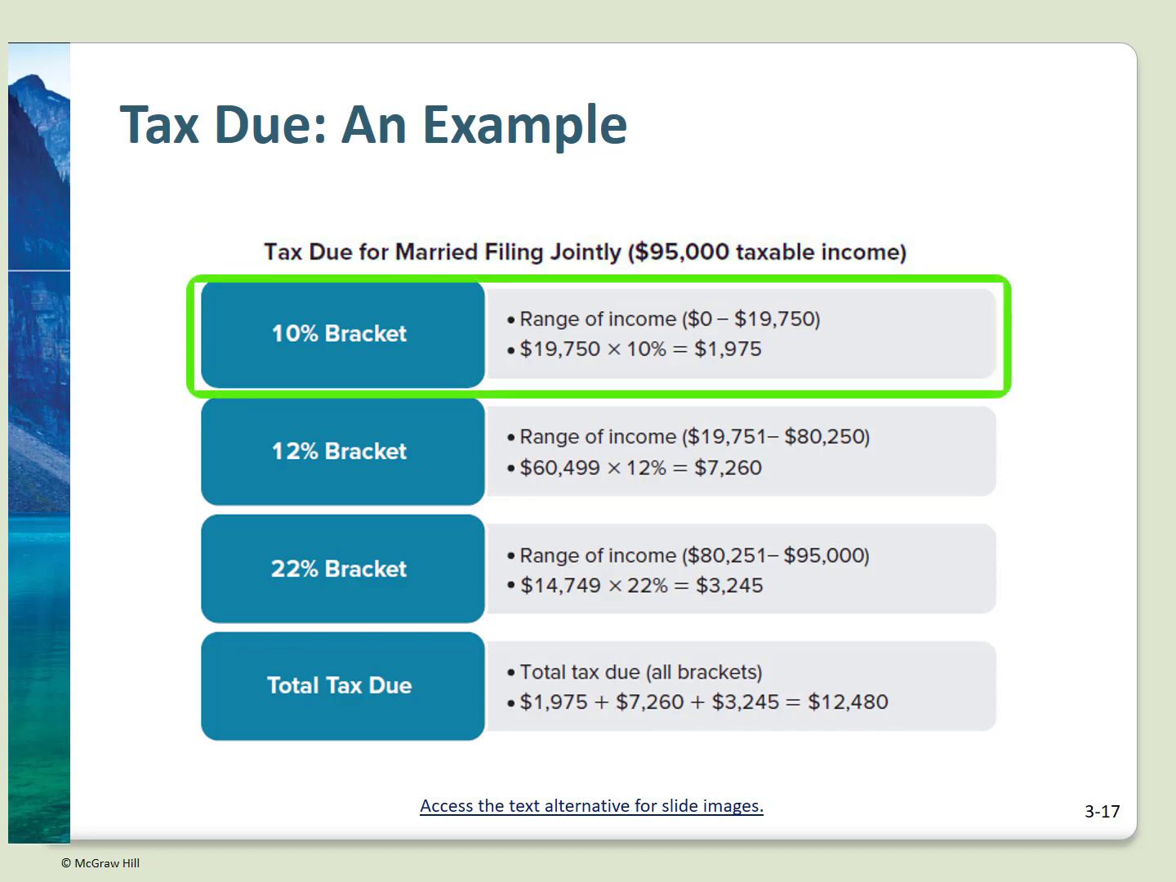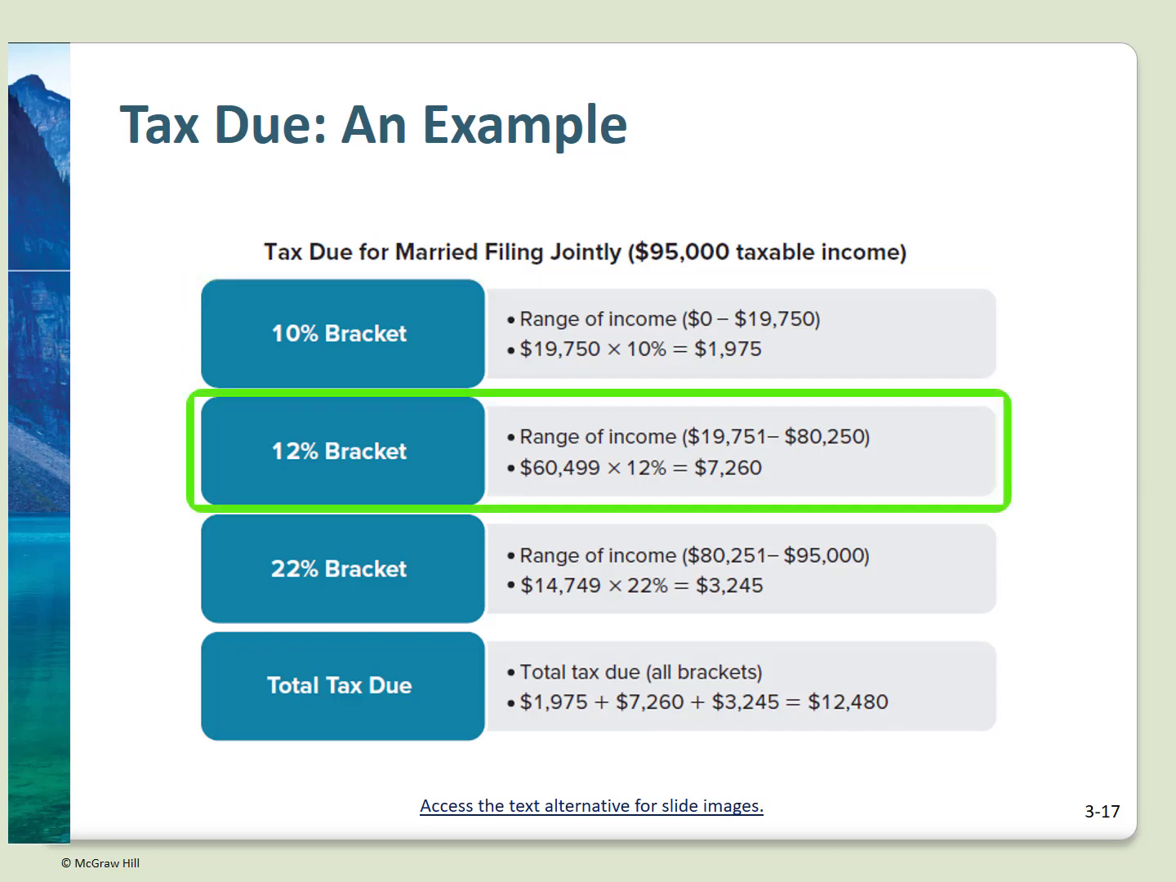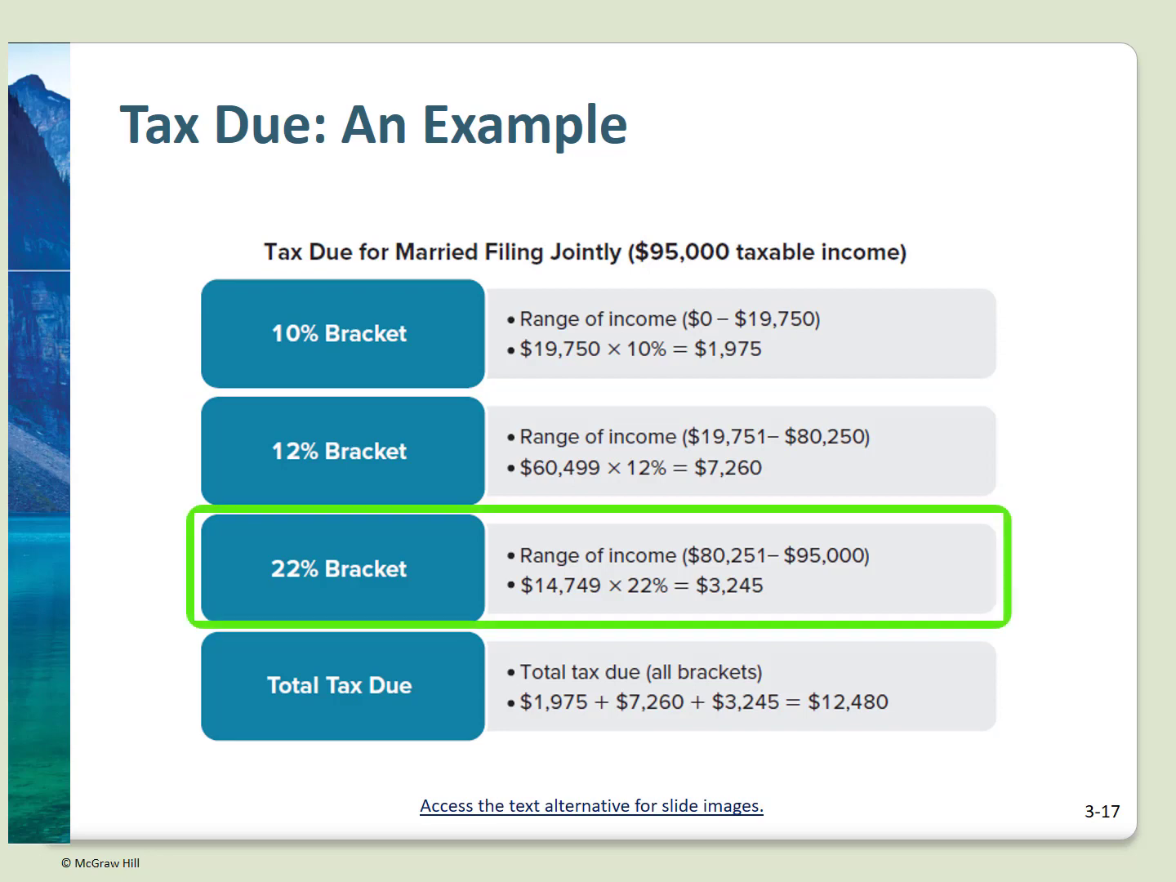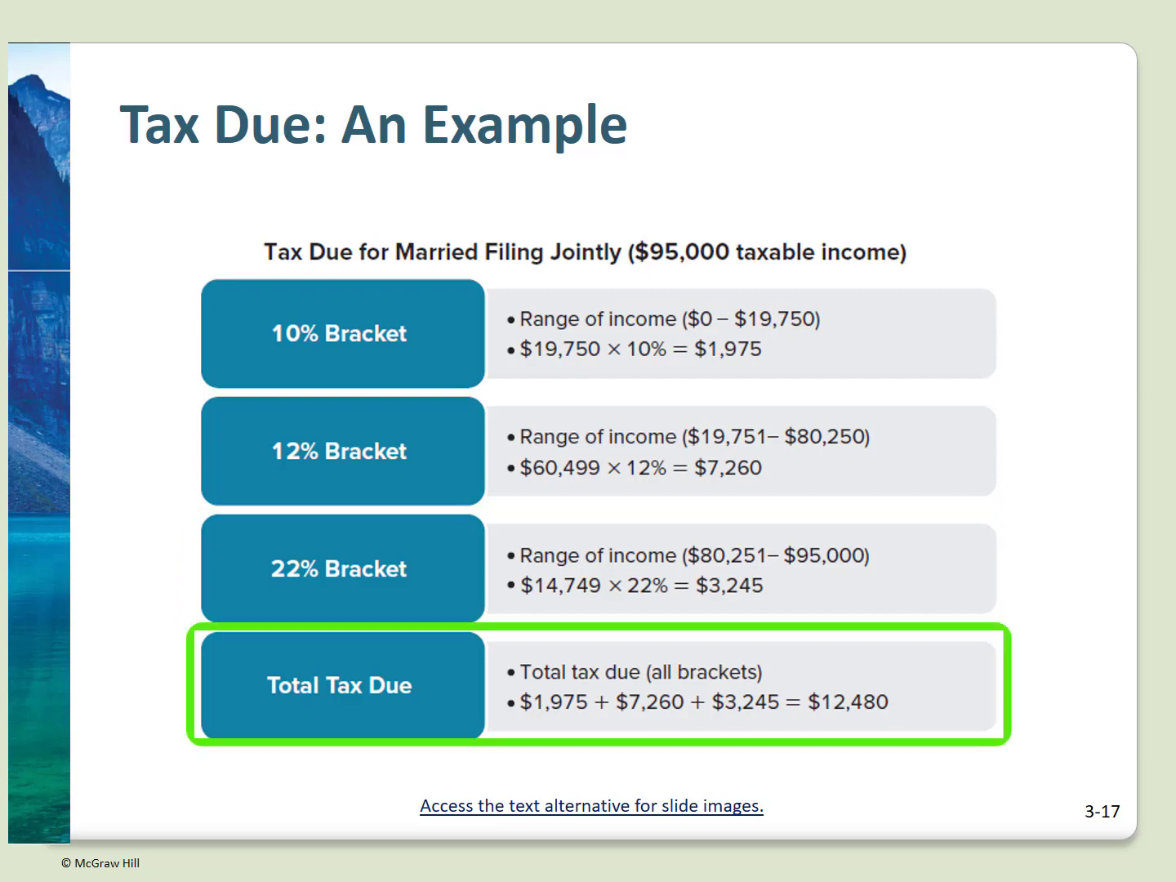You pay 10% on the first $19,750, so $1,975. You'll pay 12% on the difference between $19,751 and $80,250, or 12% of $60,499, another $7,260. Finally, $95,000 is in the 22% marginal bracket, so they'll pay 22% of the difference between $95,000 and $80,251. 22% of $14,749, $3,245. Total those up, their total tax, $12,480.